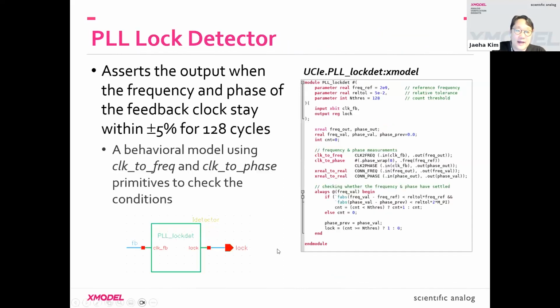For the PLL lock detector, well, this is mainly a behavioral model, maybe too abstract, not directly corresponding to some circuit implementation. For the sake of simplicity, we describe it as a logic that monitors the frequency and phase of the feedback clock for a while, and it will assert the lock signal when those values are within 5% of the desired final value for 128 cycles. So if it reaches the final point and stays there for enough period of time, we say it has reached lock.